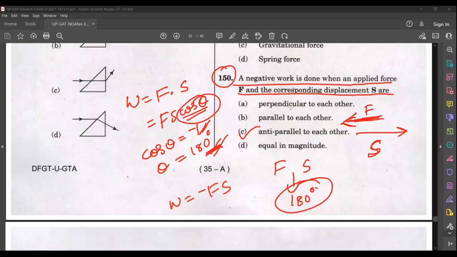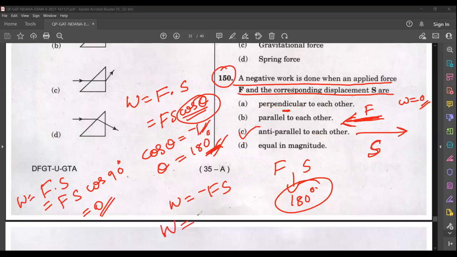Now see the other options also. When it is perpendicular, W is equal to F dot S, that is Fs cos 90, and cos 90 is 0. So when they are perpendicular, work is equal to 0. When F and S are in the same direction, W is equal to Fs cos 0, so it is Fs, the maximum positive work. Here work is 0, here it is positive, then negative when theta is equal to 180 degrees, that is when they are anti-parallel to each other.